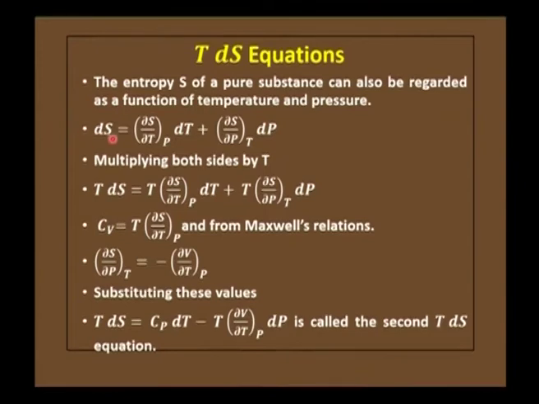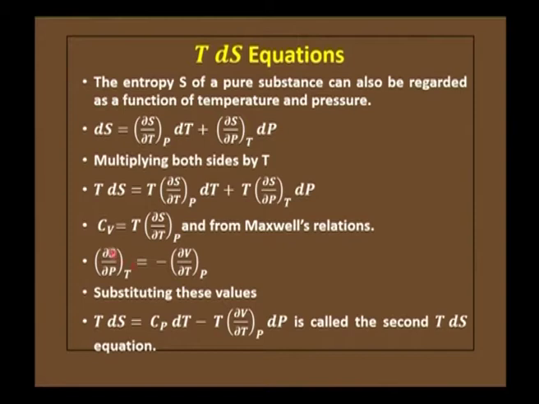Therefore, keeping temperature and pressure as variables, I can write dS is equal to (∂S/∂T) at constant P dT plus (∂S/∂P) at constant T dP. Multiplying this entire equation by T, I can write T dS is equal to T (∂S/∂T) at constant P dT plus T (∂S/∂P) at constant T dP.